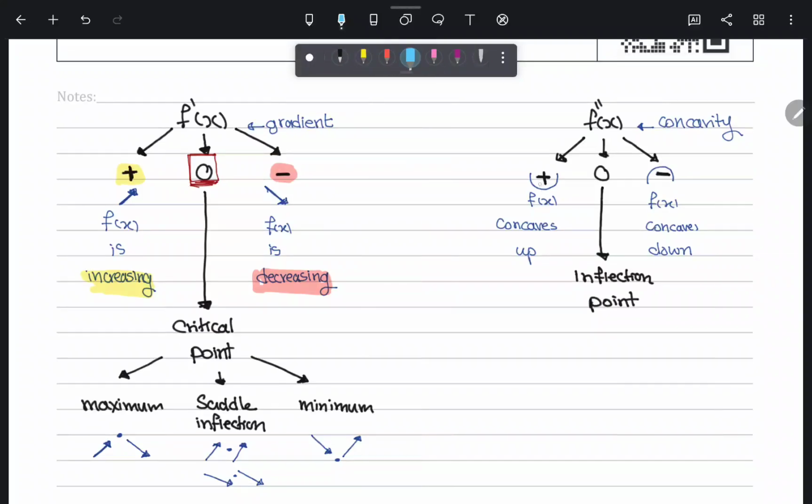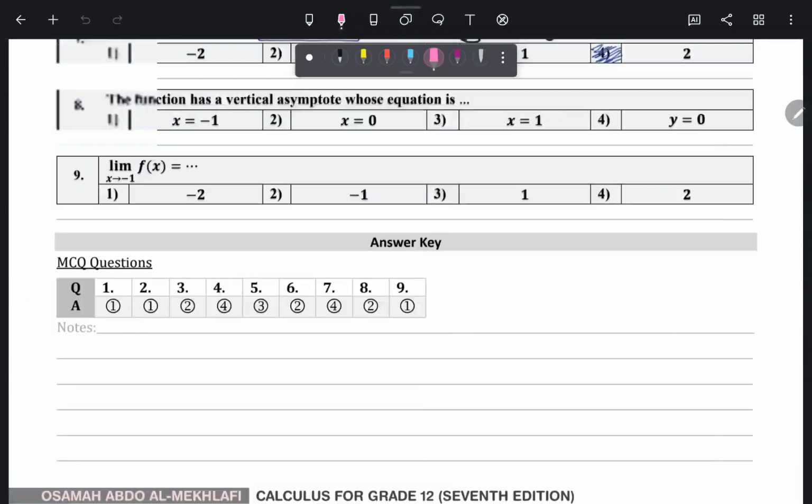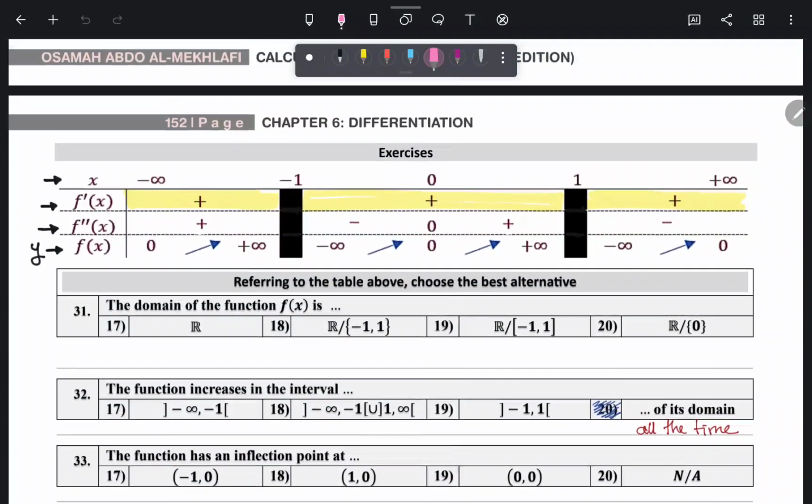So if it's positive again, the function concaves upwards. And if it's negative, then it concaves down. And if it's zero, we have an inflection point. Okay, this is the only thing that we need to know for the second derivative. Let's go back to the table now. Let's check the second derivative. Let's see this table. Okay.